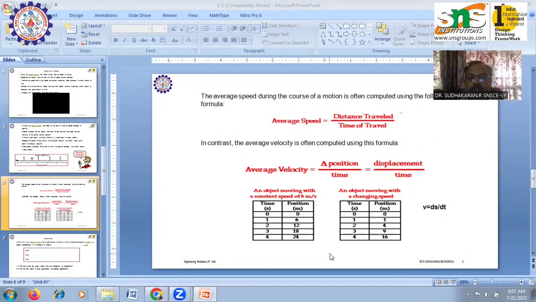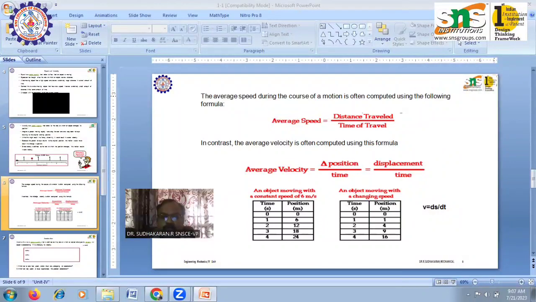An object is moving with a constant speed of 6 meters per second. The time in seconds and the motion are tabulated here. During the first second, the object has moved to a position of 6 meters, in the second second to 12 meters, in the third second to 18 meters, and in the fourth second to 24 meters.